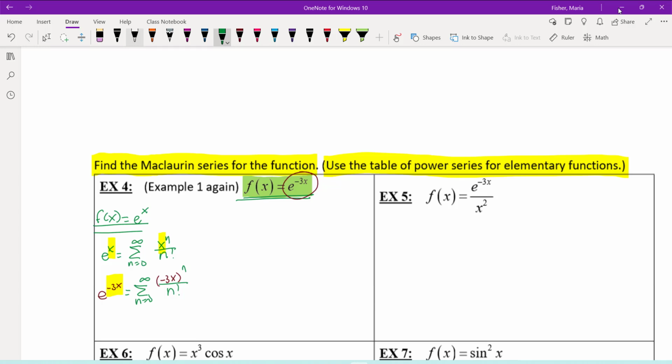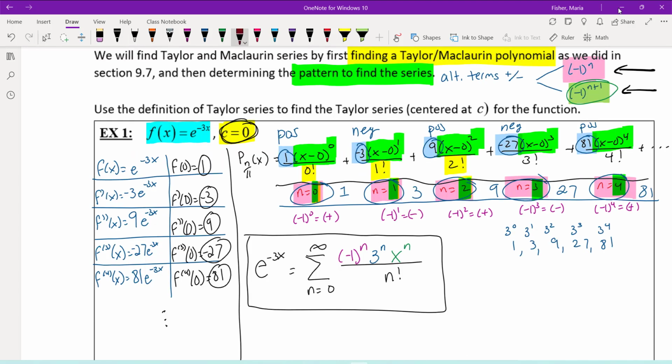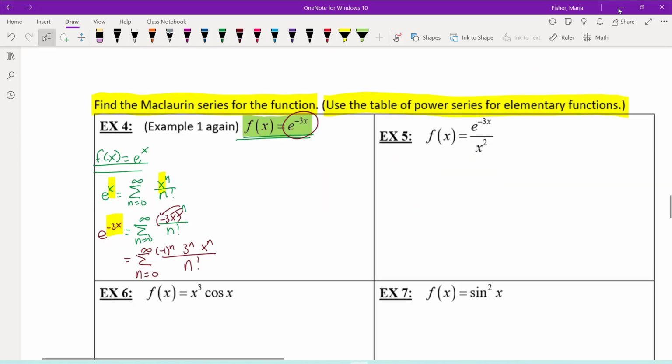Well, if we were to expand that out, we could say this is just equal to the sum from n equals 0 to infinity of negative 1 to the n, 3 to the n, x to the n, all over n factorial. And if you look at example 1, that's exactly what we got. Negative 1 to the n, 3 to the n, x to the n, all over n factorial. Let's look at number 5.